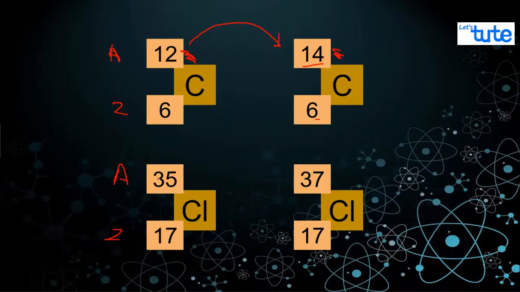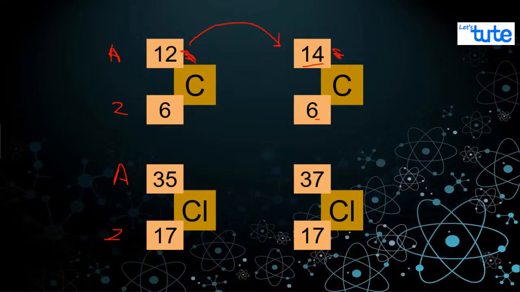The next isotope of chlorine is with atomic mass 37. Okay, confused? Don't worry. You don't have to memorize these things, you don't have to memorize the examples. You just have to understand the concept. The concept is, what is an isotope?